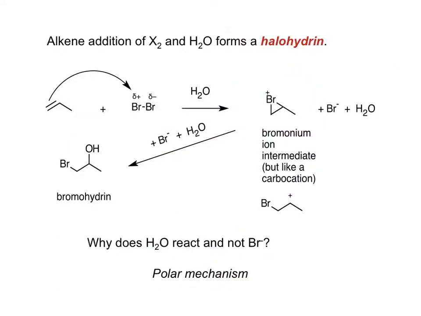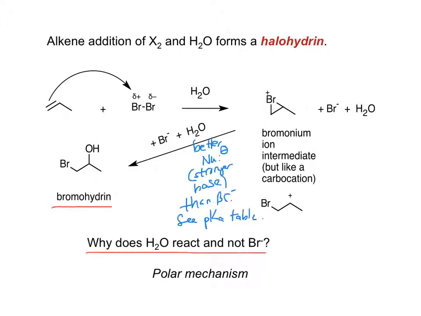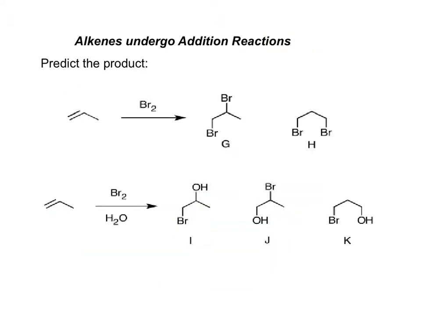A bromohydrin forms when an alkene reacts with Br2 and water. Stop the video, take a look at this mechanism and answer this question. And the answer is, note that this intermediate form is followed by the product. Let's practice. Stop the video and predict the product of each reaction.